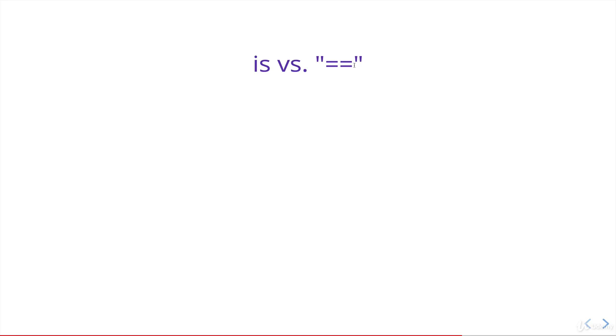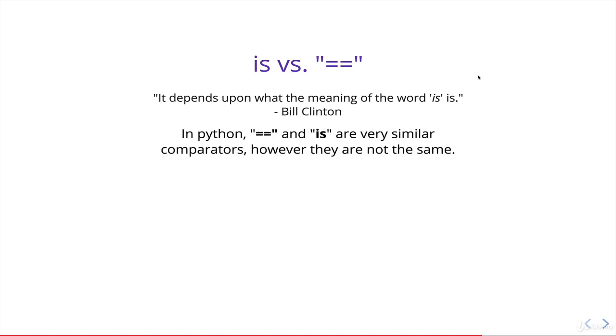So we talked about double equals already to test for equality, but there's another way to test for equality that you'll see, which is is. I know it's kind of confusing. What's the difference between is and equals if they both are testing for equality? I have a really dumb quote about it depends on what the meaning of the word is. I don't know what I was thinking when I put that there. But essentially, it does depend on the meaning of is in this case, and is has a different meaning than double equals. But first, let's see how they're similar.